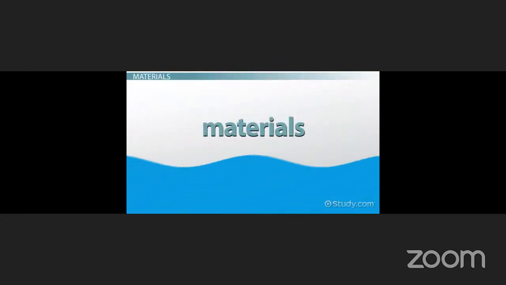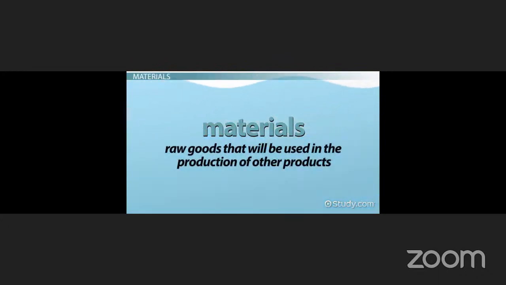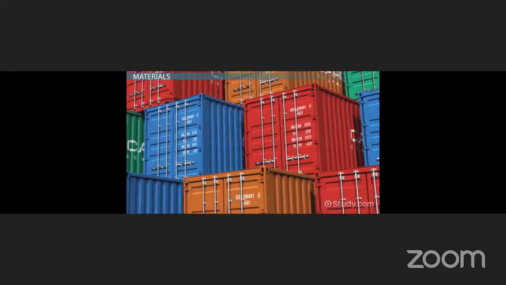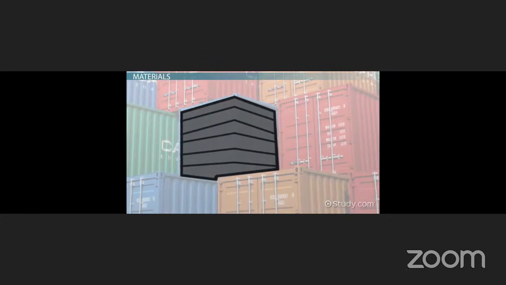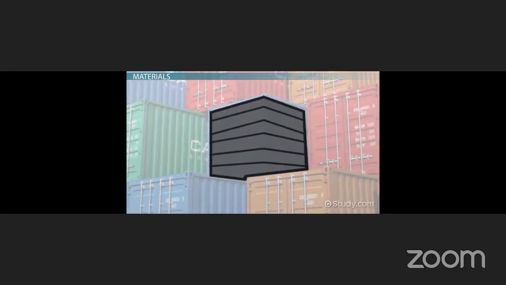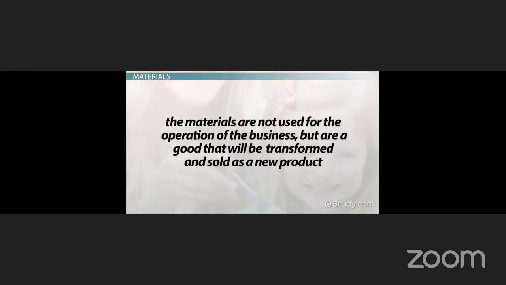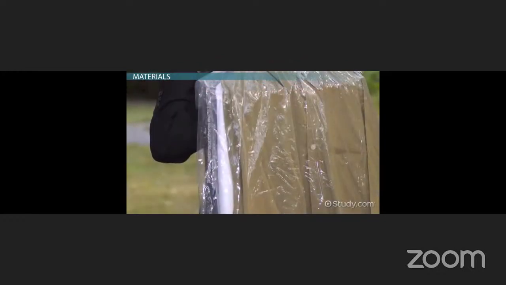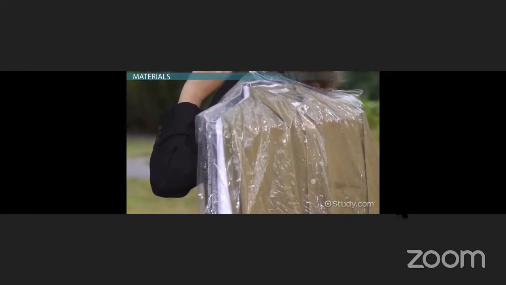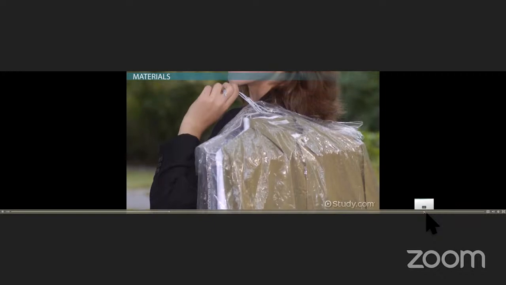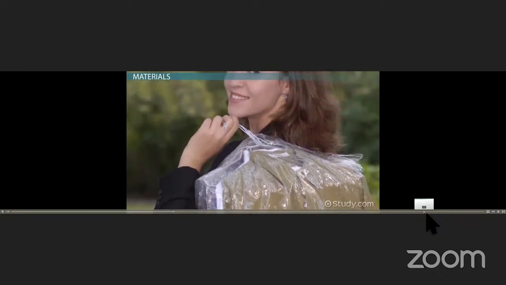Materials that are resources are raw goods that will be used in the production of other products. For a kitchen supply factory, an example of a material is metal, something to shape and mold into forks, knives, and spoons. The cutlery is then a product that is sold in retail stores. The materials are not used for the operation of the business, but are a good that will be transformed and sold as a new product. For our example of the dry cleaning business, you do not sell products, only your dry cleaning services. Therefore, you have few, if any, materials.